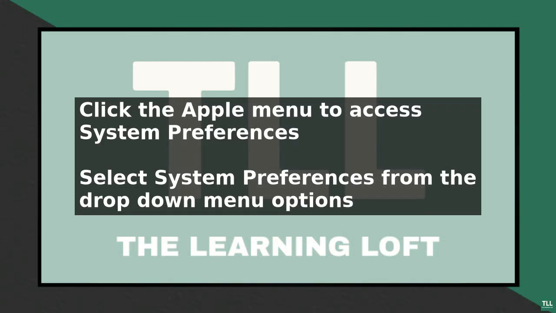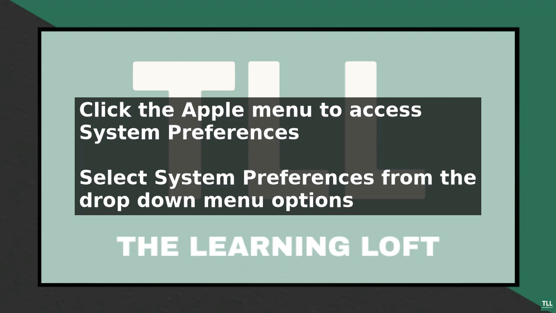To change between 12-hour and 24-hour clock on Mac, start by clicking the Apple menu located in the top left corner of your screen. From the drop-down menu, select System Preferences. This will open a new window with various options to customize your Mac.